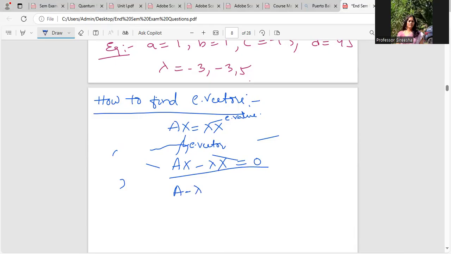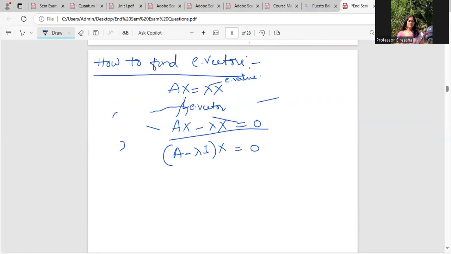I can't subtract a scalar from a matrix. So I'll be introducing the identity matrix I, which is similar to 1 in numbers. I'll be writing this equation. Using this equation, I'll be finding the vector x. It's a homogeneous equation, as all of us know.